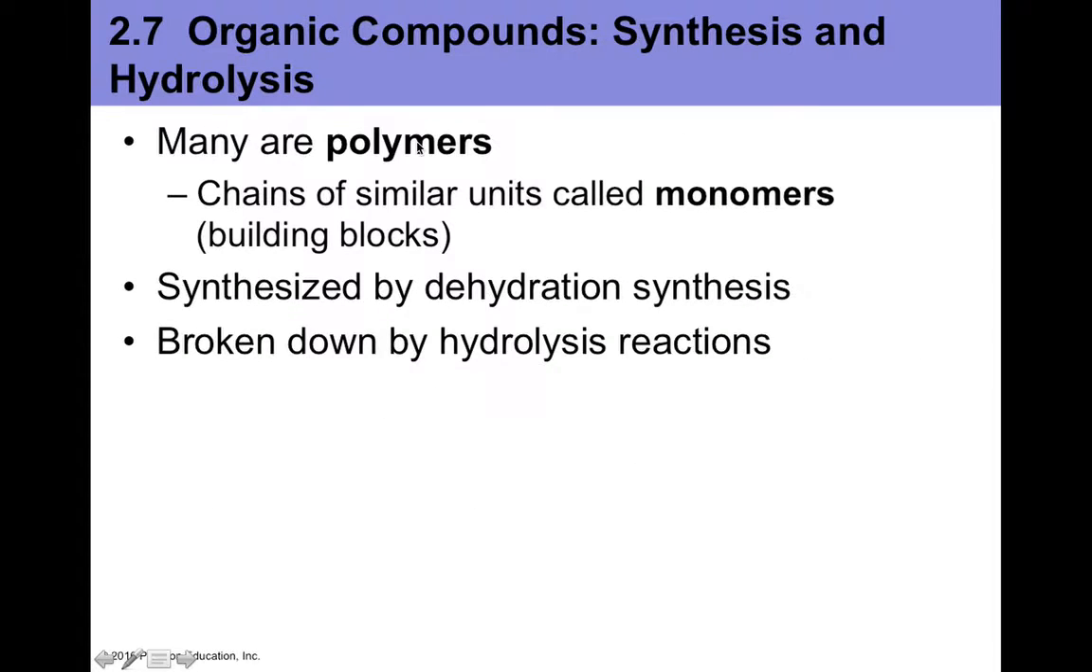Now, many of these biomolecules or carbon-containing compounds are actually polymers. A polymer is a chain of similar units, or monomers. When you put lots of monomers together, they form a polymer. They're synthesized by dehydration synthesis, and they're broken down by hydrolysis reactions. So if you're going to make a polymer, this is a dehydration reaction. If you're going to break apart a polymer into its monomers, it would be a hydrolysis reaction.